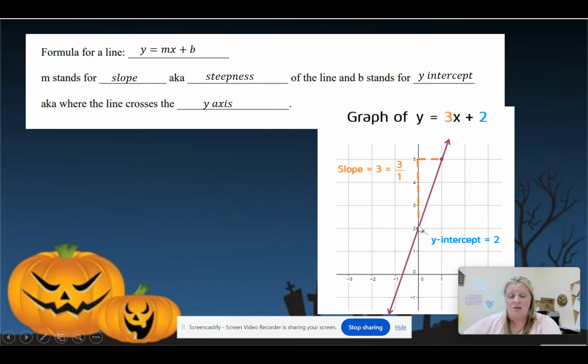And then your slope is a measure of how high you go versus how far you go. So that's called rise over run. A lot of teachers teach that to their students, but it tells you how steep the line is, so that is the purpose of slope.